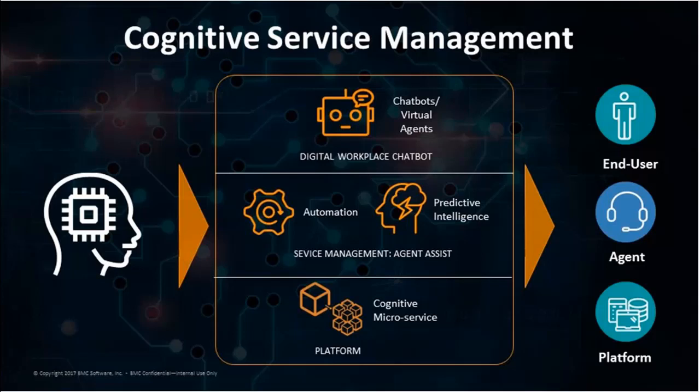For one, cognitive is really about taking machine learning and artificial intelligence and applying it to a given scenario. So in BMC's world, you've got on the left-hand side kind of that one machine learning capability, and through things like chatbots, virtual agents, the service management, automation, and predictive intelligence, all supported by a cognitive microservice on the platform.